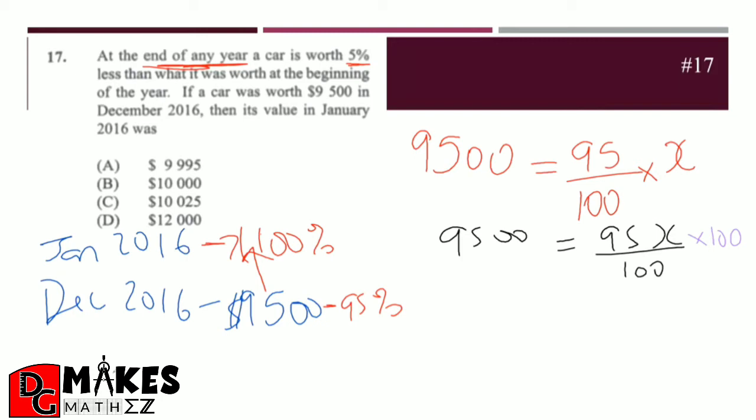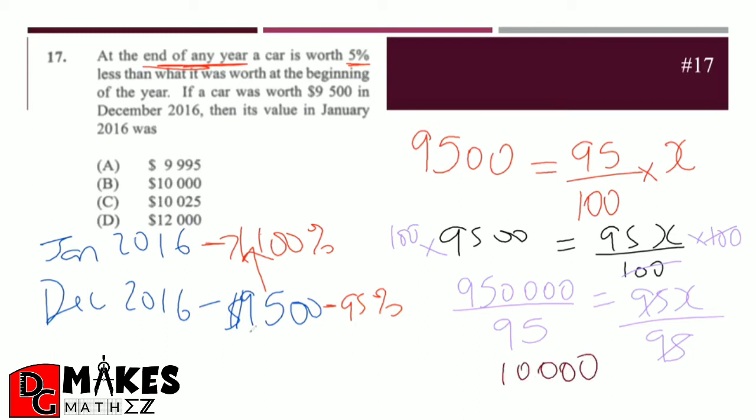Whatever I do to one side, I must do to the other side. So we have multiplied by 100. And so this would now be 950,000 is equal to 95x. When we divide both sides by 95, we now end up with 10,000. That's going to be $10,000. So this was its original value. You can always double check your work by finding 5% of $10,000 and taking it away from it and see if you get back 9,500.